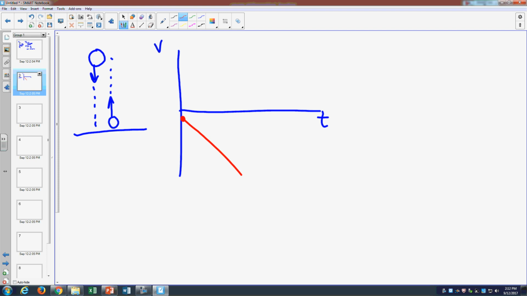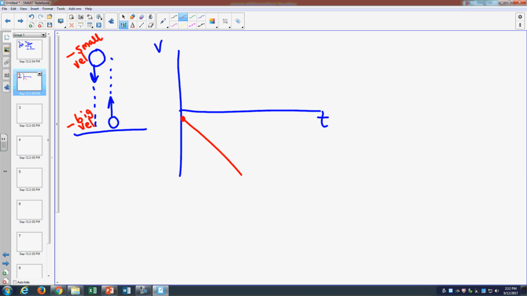So I have a negative small velocity. And down here I have a negative big velocity. So you want to be able to ask yourself these questions about the motion and then be able to translate it onto a graph. You'll be tested on this. There will be some questions like this.